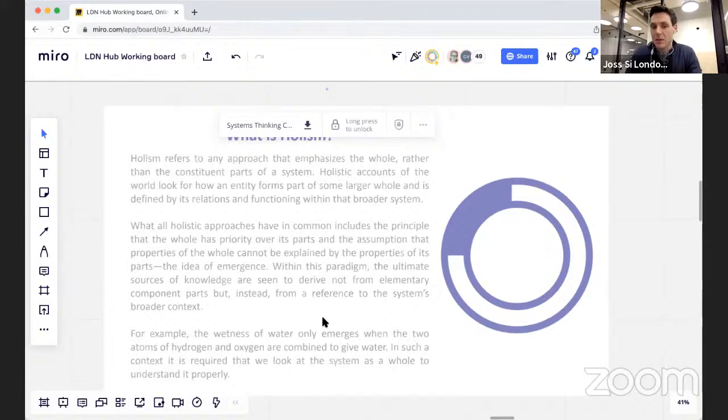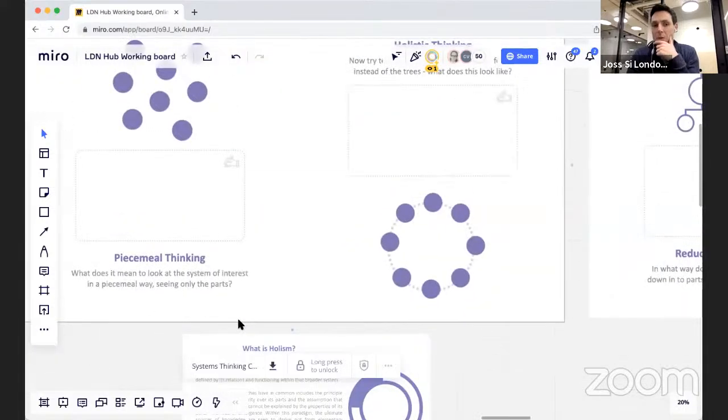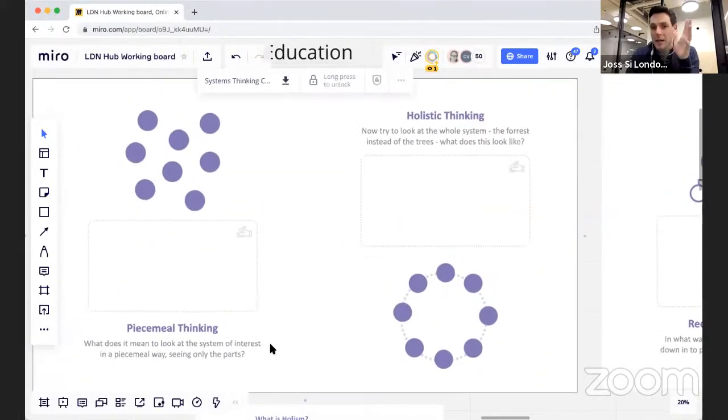That actually, the whole is kind of an emergent phenomenon, as we'll talk about. Within this paradigm, the ultimate source of knowledge can be seen to derive not from the elementary parts. We don't describe the whole by how all the individual parts work and add up, but instead with reference to the whole system and its broader environment. So for example, the wetness of water only emerges when two atoms, hydrogen and oxygen, are combined to give water. So something emerges as a whole system. In such a context, it requires that we look at the system as a whole to understand those emergent properties. So that's the idea.